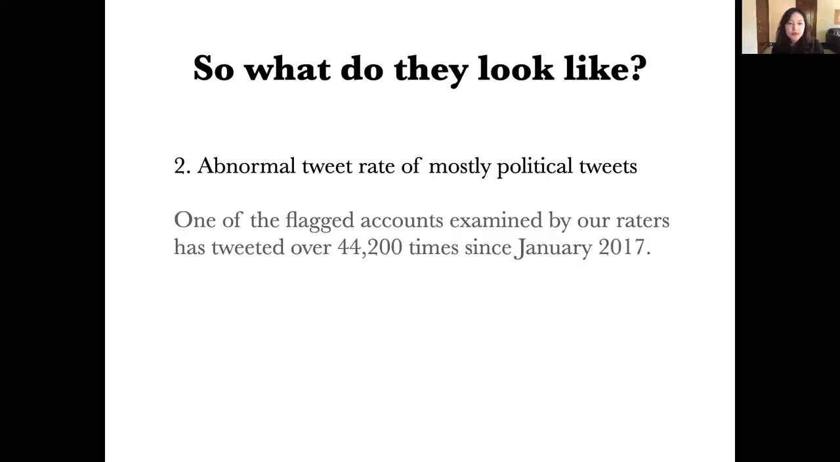Next, a lot of them had an abnormal tweet rate, with mostly political tweets. For instance, one flagged account that was examined by our raters in January 2019 had tweeted over 44,200 times since January 2017. So they tweeted pretty crazily during those 2 years.